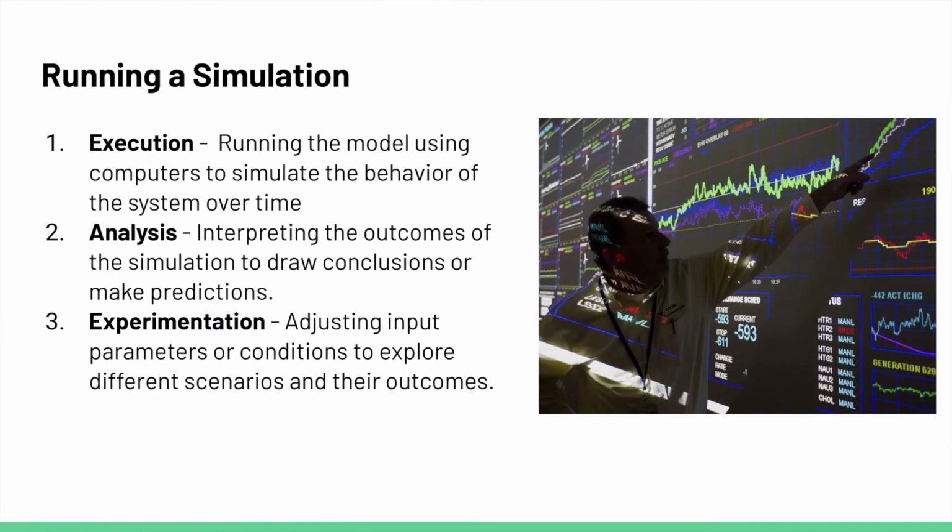Now, once we set the simulation, we can actually run the simulation, and there are a few steps to running that simulation. Obviously we need to execute the simulation, so we need to run the model using computers to simulate the behavior of a system over time. Once we've done that, we need to analyze the outcomes of that simulation. Once we've seen the outcomes, then we can experiment and adjust our simulation to better reflect real-world behavior. And that's going to be experimentation. We basically see what happens, and then we go back and change the simulation to reflect that.